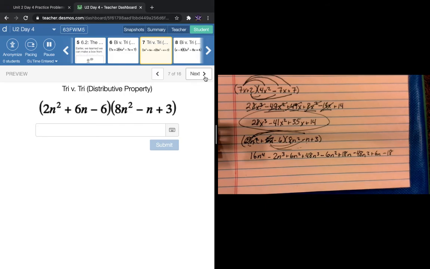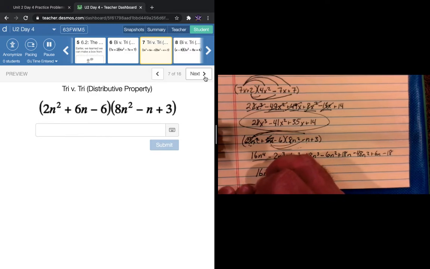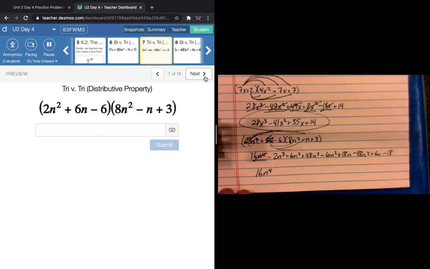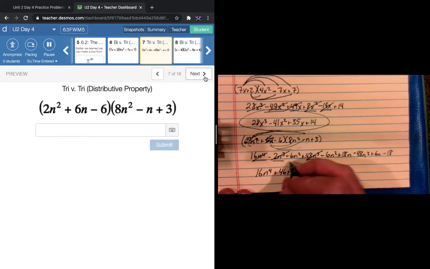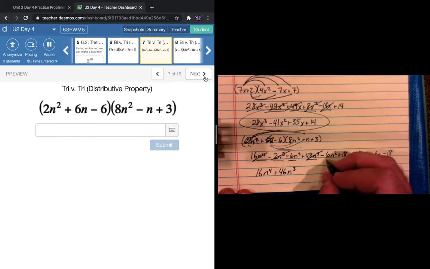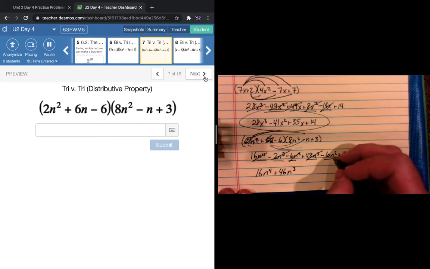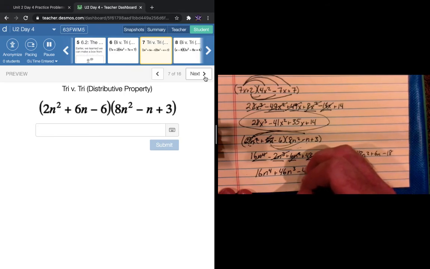Now we've got to pare it down. I look here. The degree of 4 is my highest, so I'm going to start with 16n to the 4th. Now I'm going to look at, okay, how many cubes do I have? Well, here and here. I've got 48n cubed and a negative 2n cubed, positive 46n cubed. Now I come here and I see, okay, I've got a 6n squared and a negative 6n squared. Well, those just go ahead and cancel each other out, and I'm still left with negative 48n squared.